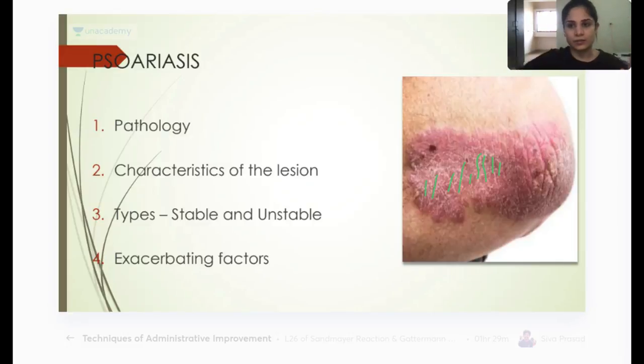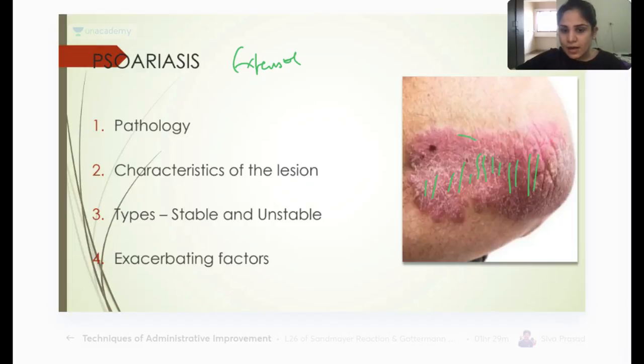First, you should know where it will be present. Mainly it is present on extensor surfaces. So they will say that there is a lesion on the back of the hand, or on the back of the leg. So these are your extensor surfaces. On there, you will have a reddish lesion. On top of the erythematous lesion, you will have silvery scales that are present.